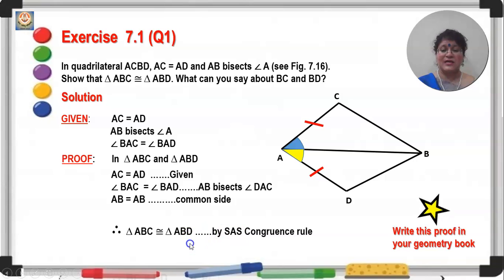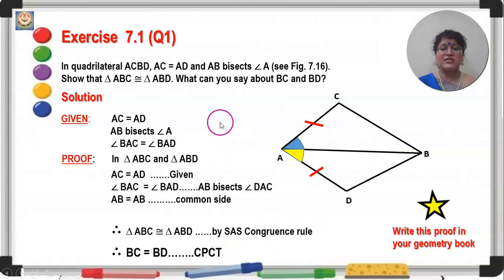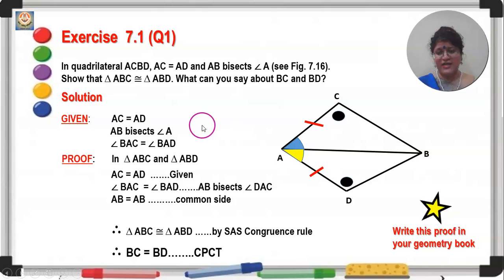Now, if the triangles are congruent by SAS congruence rule, won't the remaining parts automatically be congruent? That means you have BC congruent to BD because they are the corresponding parts of congruent triangles. So this is how you're going to write the solution. Also, let me point out here that the other parts will also be congruent. That is, angle C will be congruent to D. Not only that, even this angle, that is CBA, will be congruent to DBA. But of course, they have not asked that, so I have not written it down.